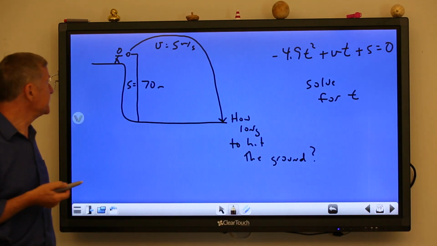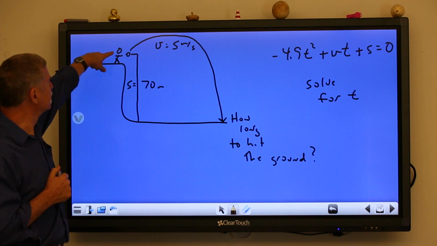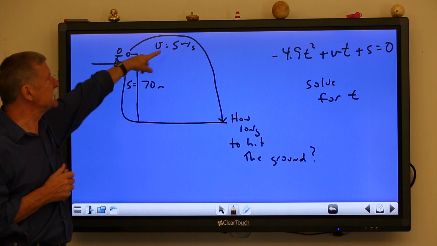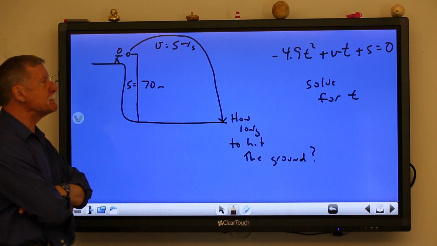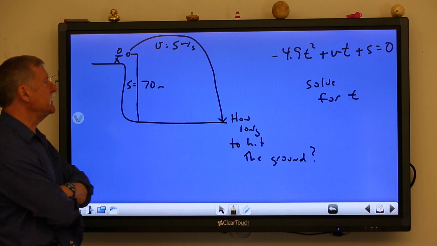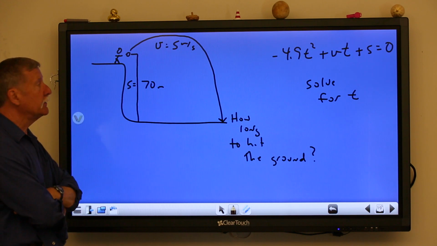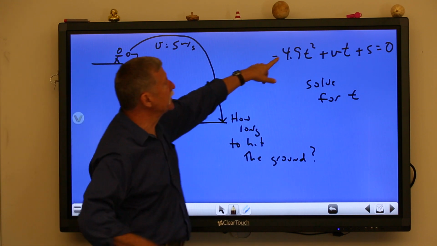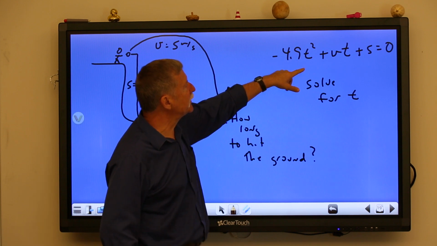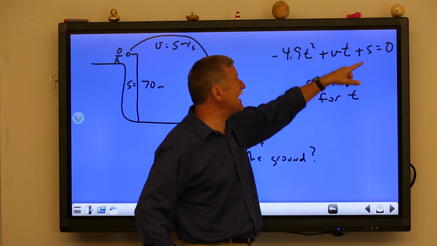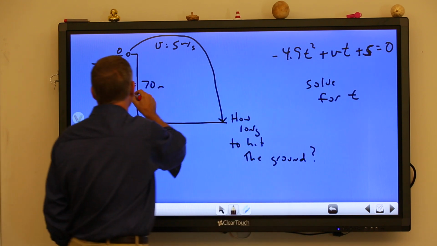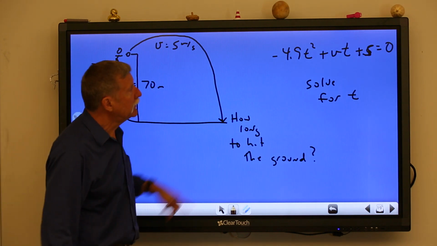You're standing 70 meters above the ground here at a cliff. And you're going to throw the ball with a velocity of 5 meters per second up into the air. Physics can tell us how long it's going to take for that thing to hit the ground by using a simple little equation like this one. And notice that negative 4.9 t squared plus v times t plus s, that's an s, not a 5, and that stands for the initial height here, s.